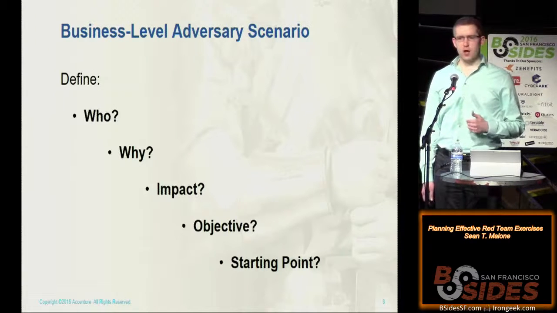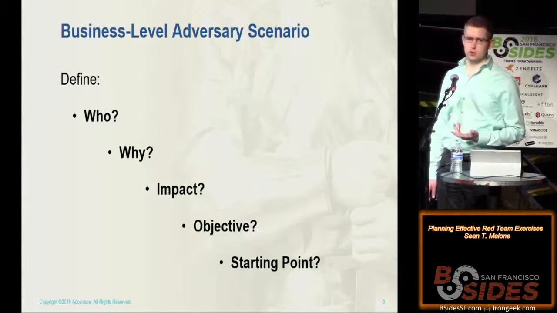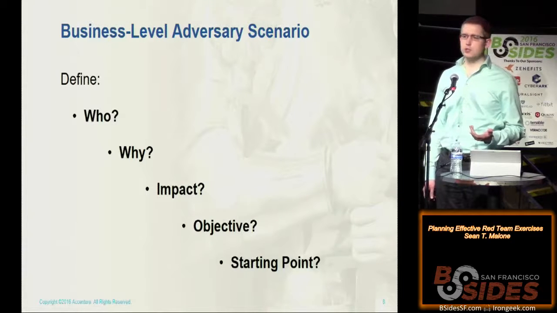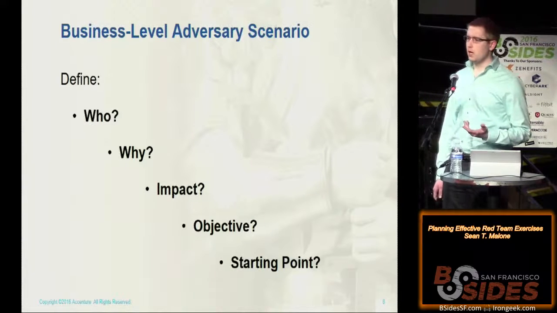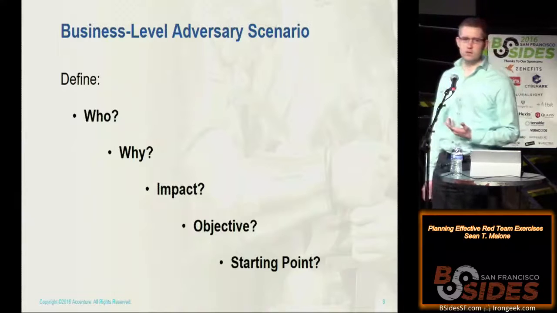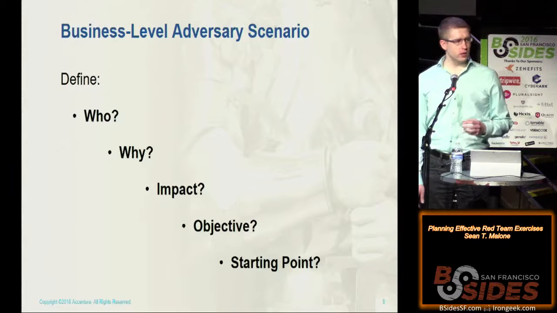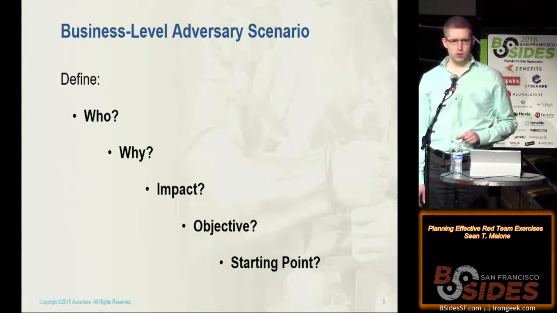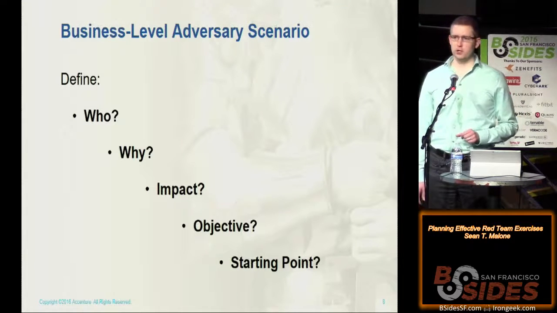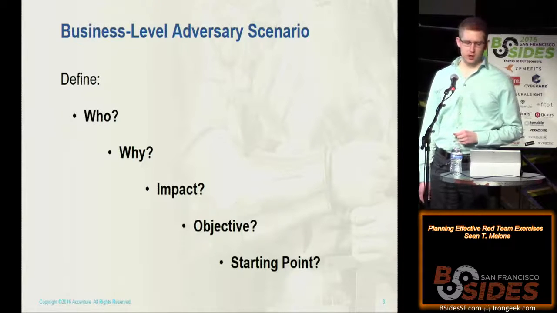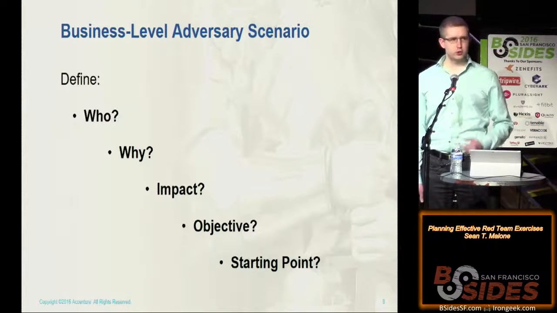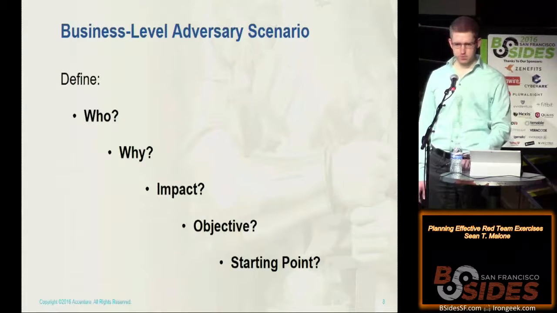So we want to define who would be interested in attacking this business. The adversary interested in compromising a web hosting company is going to be very different from the adversary who's seeking to undermine a gold mining company. Both of those would be different from the adversary who's primarily interested in targeting a financial institution. So first, who is going to attack this particular company?